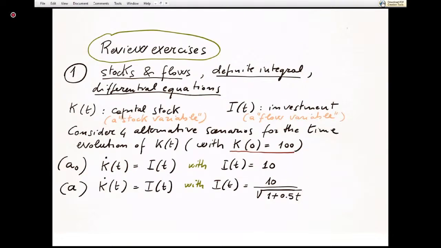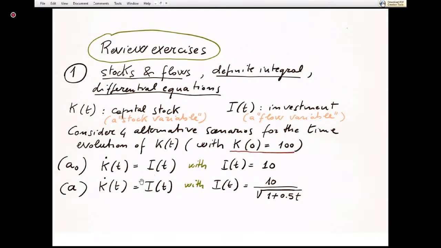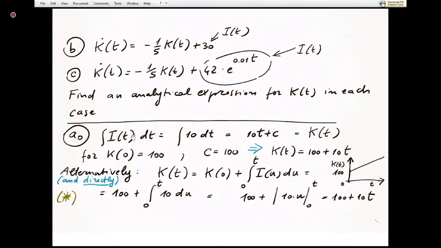All of these are regarded as possible evolutions of our stock variable, assuming an initial level of the stock variable equal to 100, okay? They will result in 4 different paths. By the way, technically speaking, you don't need differential equations here. You need differential equations here and here, okay?